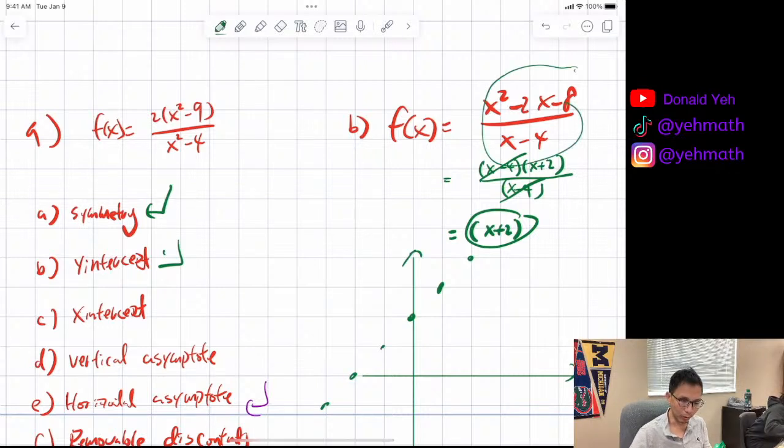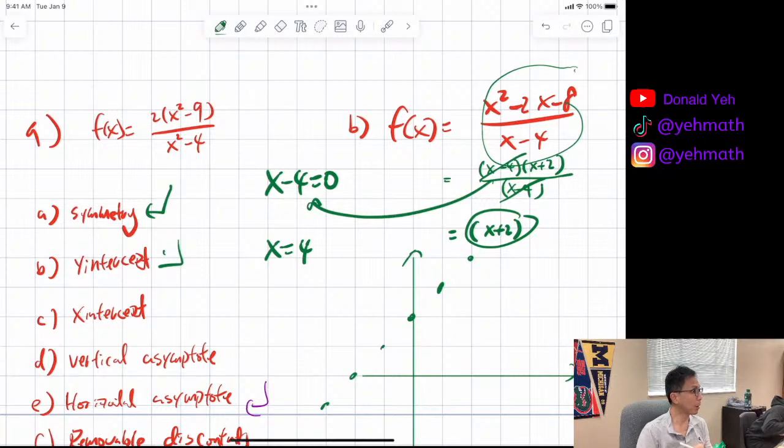But where's the hole? What can you tell me where the hole is? -2, good. X plus 2. Oh no, not -2. Where's the hole? Yes, Bennett. 4. Good. X minus 4 equal to 0. You set the canceled factor equal to 0, and you say x equals 4. But where's the y coordinate? 6, because you plug in 4 into here. Is that okay?